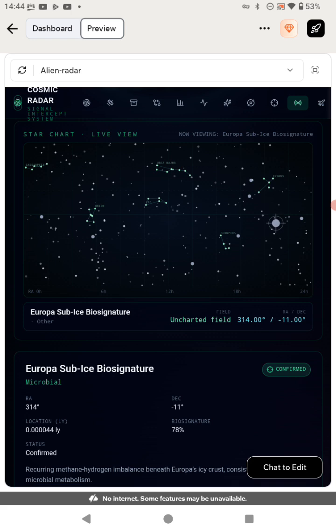Okay, so it's a Mc orbital, 314 degrees, minus 11 degrees. Location is 0.000044 Ly. What that location means, I don't know. That I'm going to have to look up, because some of the stuff that I have actually created on here blows my mind away. And then I think that's biogenics, 78%. Status is confirmed. Okay.